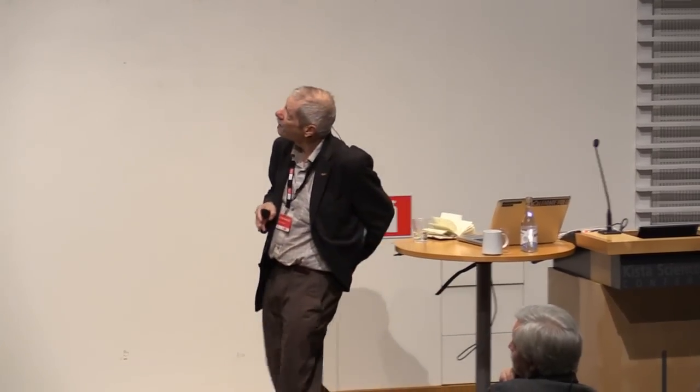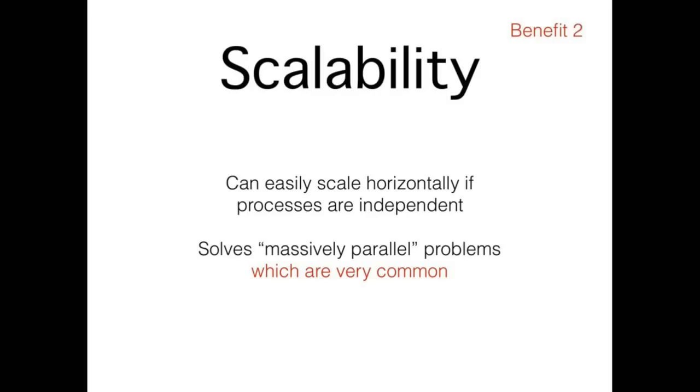So scalability. We can easily scale horizontally if all the processes are independent. And we can use that to solve massively parallel problems. Now, massively parallel problems are extremely common. The World Wide Web, the internet, is a massively parallel problem. It's, in its nature, has 2 billion people talking to each other, and I think Ericsson says there'll be 50 billion connected devices all sort of chatting to each other. So we do have 50 billion things all going on at the same time. So it is already parallel, it is already distributed, and it is already sending messages.